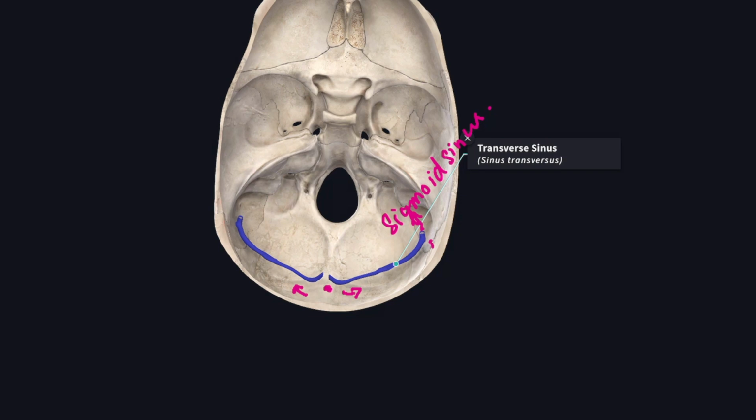The superior petrosal sinus opens at the junction of the transverse and the sigmoid sinuses. So here the superior petrosal sinus opens. Each transverse sinus presents a gentle curve which is convex upward.